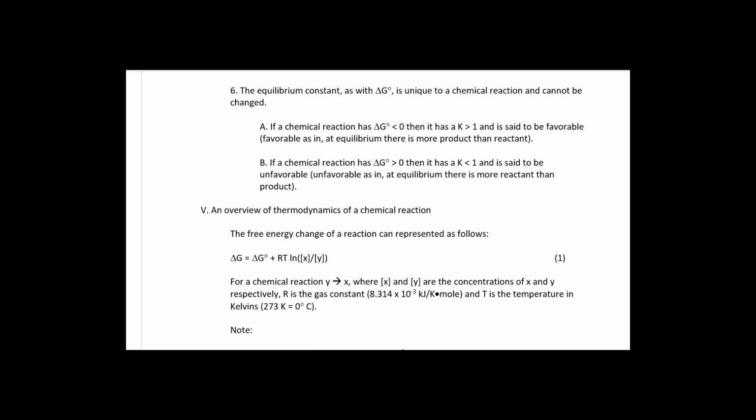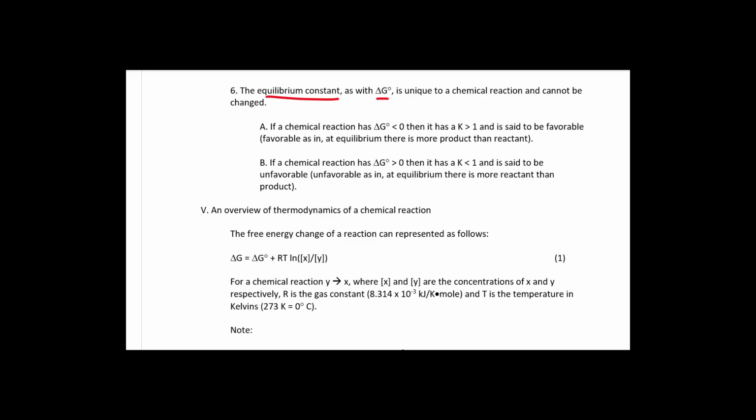The equilibrium constant, as with delta G standard, is unique to a chemical reaction and cannot be changed. So what are we saying here? The delta G standard and the equilibrium constant, K, those numbers are going to be unique to a reaction. They cannot be changed. So every reaction will have a unique equilibrium constant and a unique delta G standard, which is the property of that reaction. Now, this is both for physical and chemical reactions. And those numbers cannot be changed. If you change the conditions, you're only changing delta G.